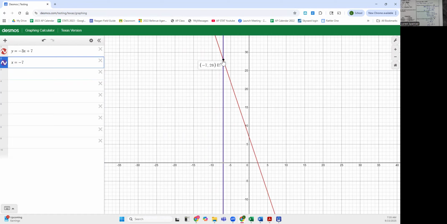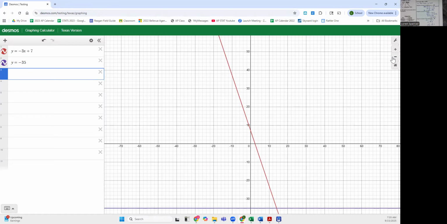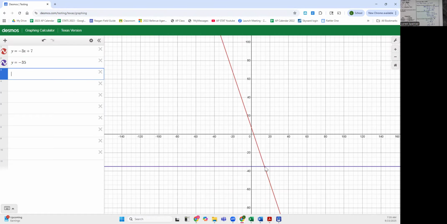And it's negative 728. The last one is y equals negative 35. Again, I don't see it on the screen, so I'm going to zoom out. And there it is. What's my value? Well, it's 14. And that's exactly what we got on our paper.